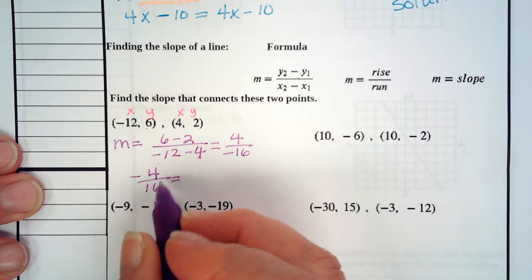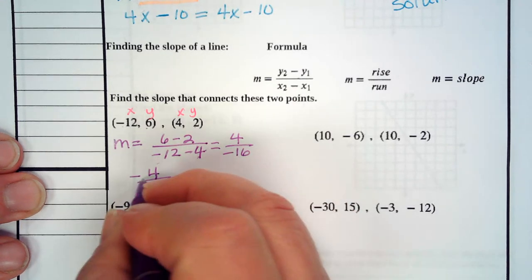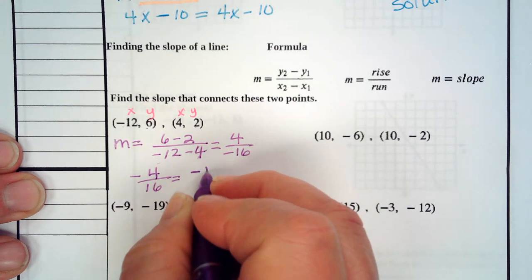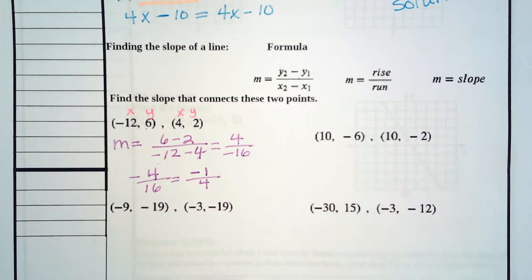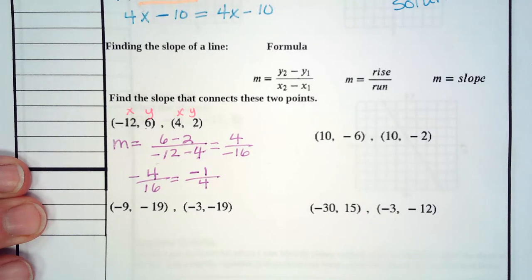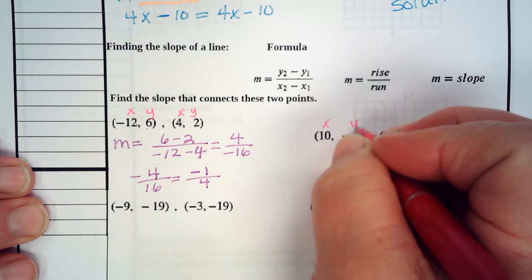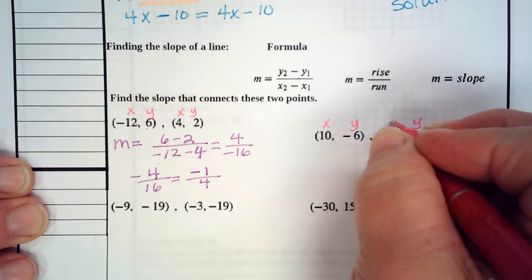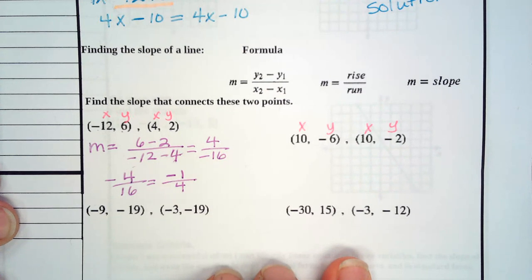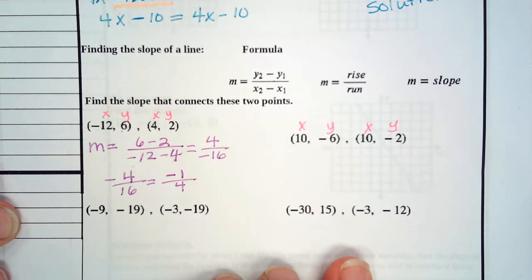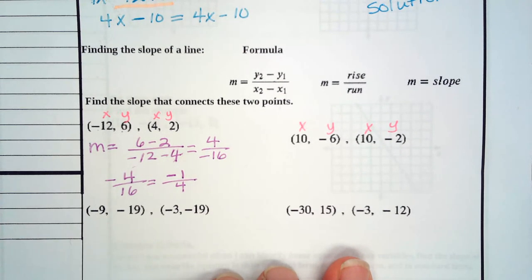Okay, 4 goes into both. Negative 4 divided by 4 is negative 1. 16 divided by 4 is 4. It simplifies to the fraction negative 1/4. Okay, looking at the next one, I've got x, y, x, y. Does it matter which one I start with? No. The slope will not change between the 2 points.